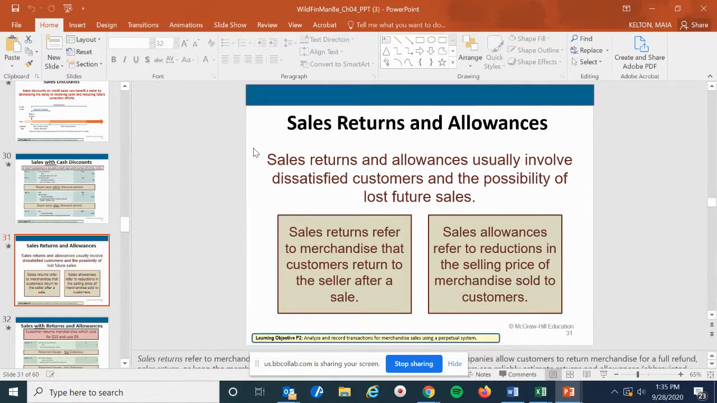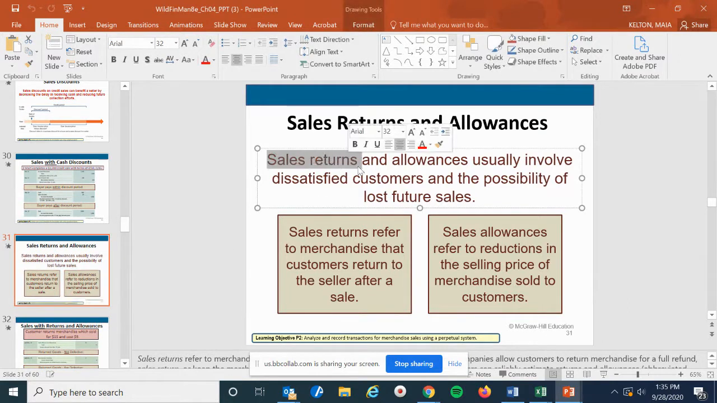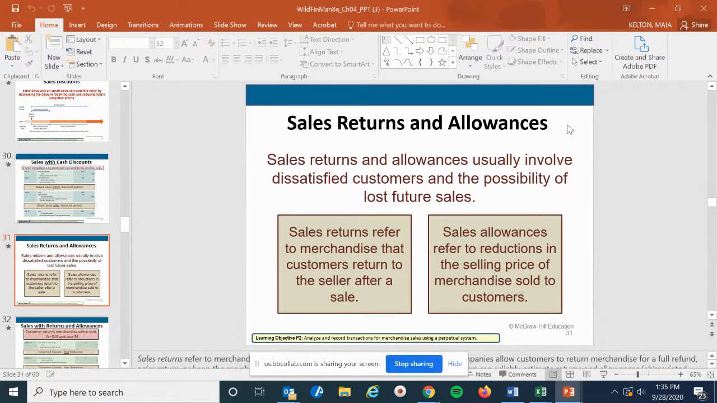One thing that we need to remember is that returns, this word sales returns, involve an actual physical return. So if a customer returns some inventory, then we will not only have to account for the reversal, the reduction in sales, we also have to account for the increase of inventory accompanied by that return. The merchandiser is receiving inventory back.